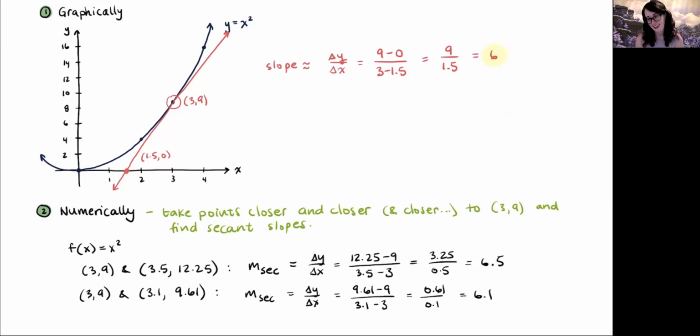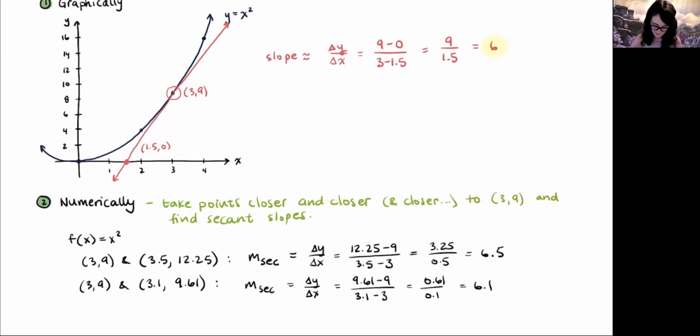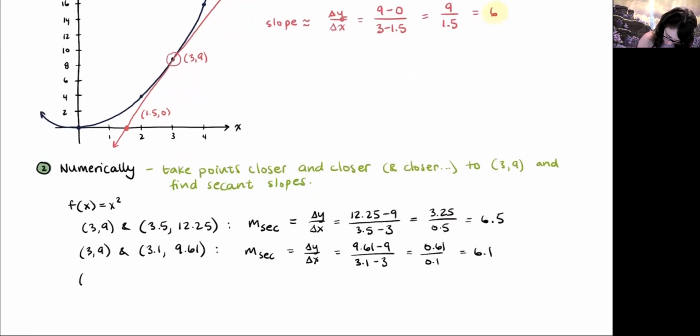But we can get a better approximation by taking a point that's even closer. Instead of 3.1, maybe we'll choose 3.01. Right, that's pretty super close. 3.01 and 3 are pretty close together. To find the y value of this point, again, we're just going to square 3.01 and plug it into the function. And when we do that, we'll get 9.0601.